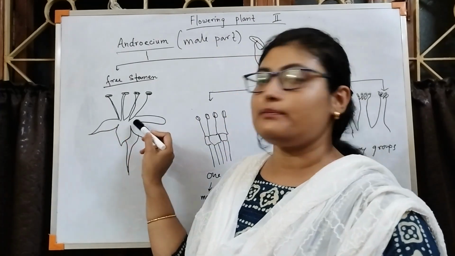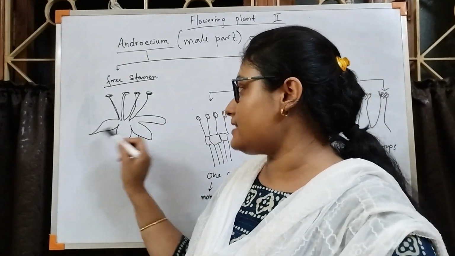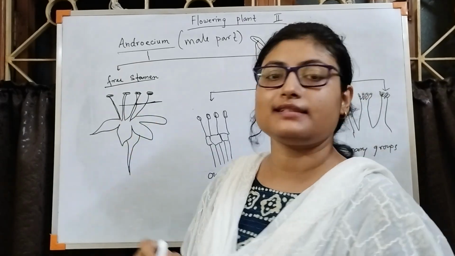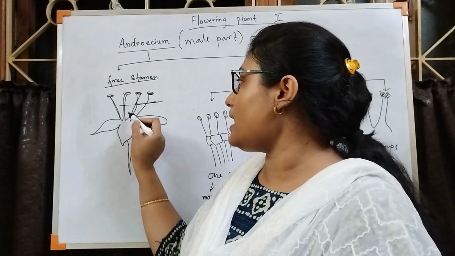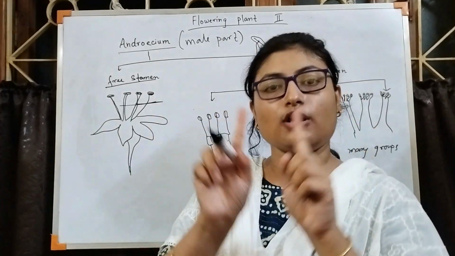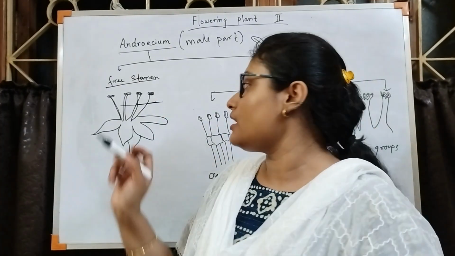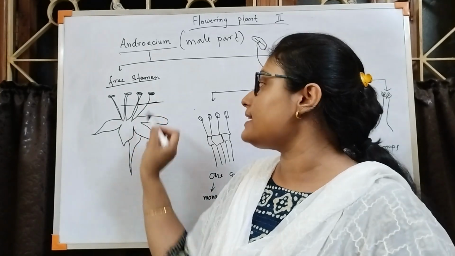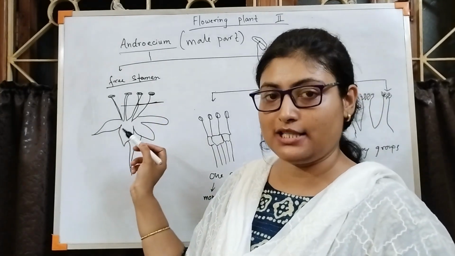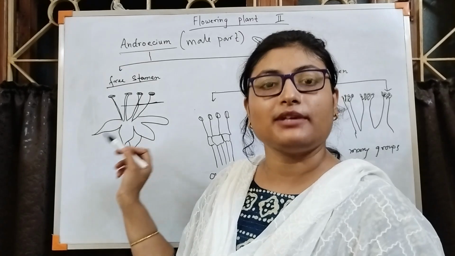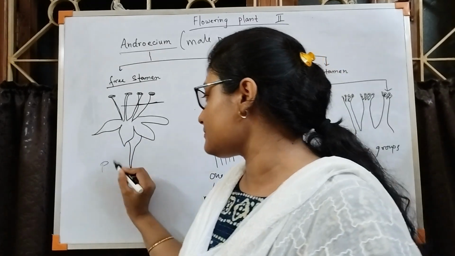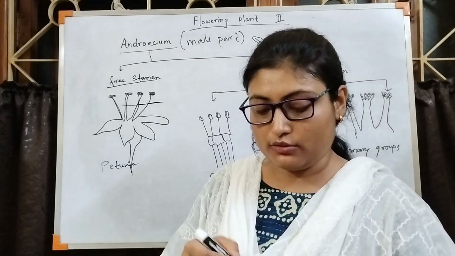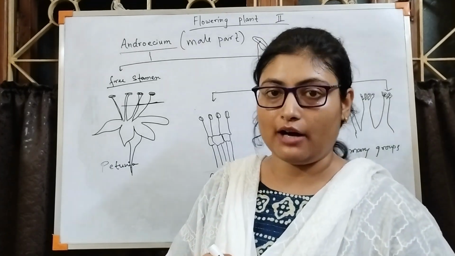So the petals are like this and these portions are stamens. Several stamens are present, and they are free, they are not joined or fused. So this condition is known as free stamen. This type of arrangement of Androecium can be found in Petunia. Petunia is a very known, very common winter flower.